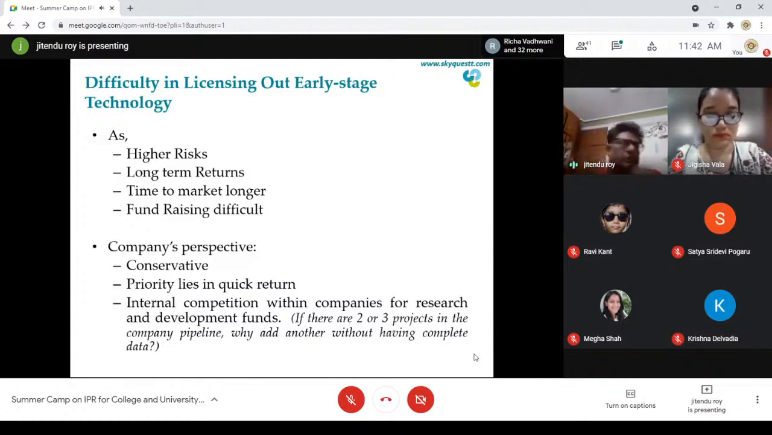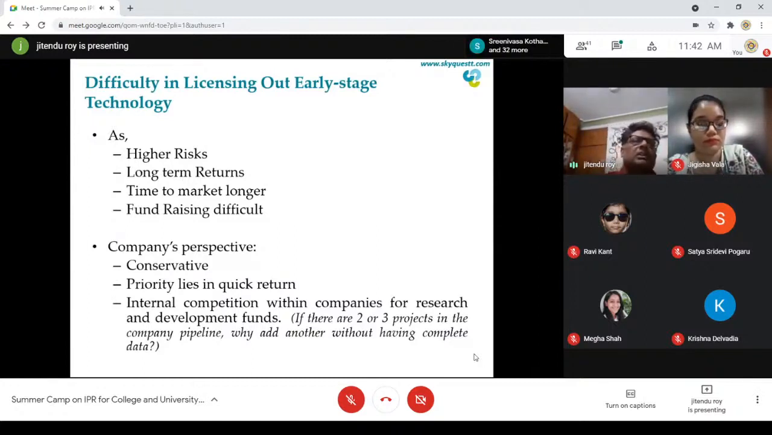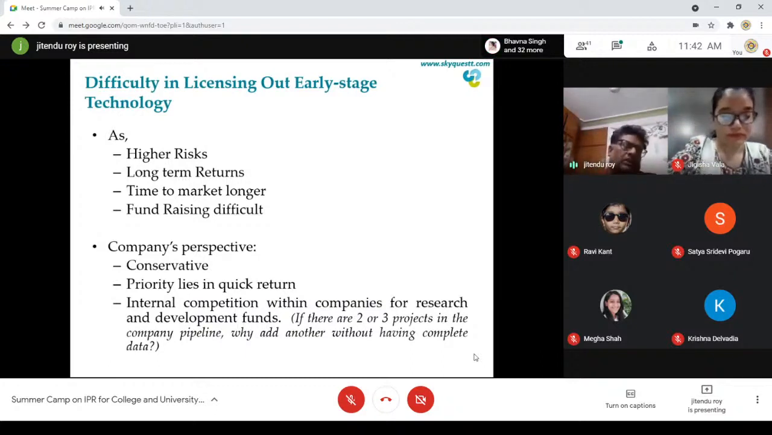Now, coming to what are the specific difficulties in licensing, as the topic demanded, challenges and opportunities. So I will take up the difficulties: difficulties in licensing out an early stage technology. I probably might have understood by now what early stage, late stage and mid stage technologies are. Just so that for the audience, if it has not happened, an early stage technology is one which is at the lab, that is, in an institute.